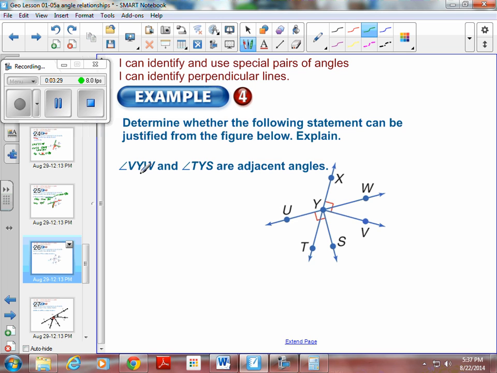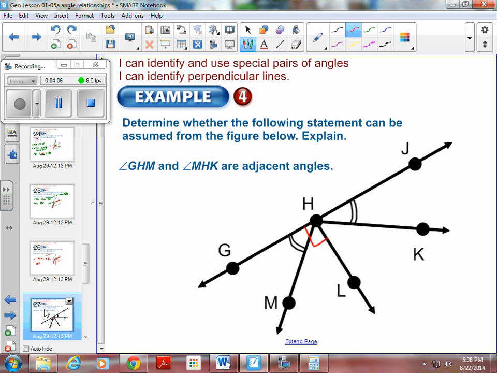Okay, VYW. V to Y to W. And T to Y to S. Are they adjacent? Well, they're not next to each other. They share a common vertex, but they don't have a common edge. So no common side. So the answer to this one is a big fat no.